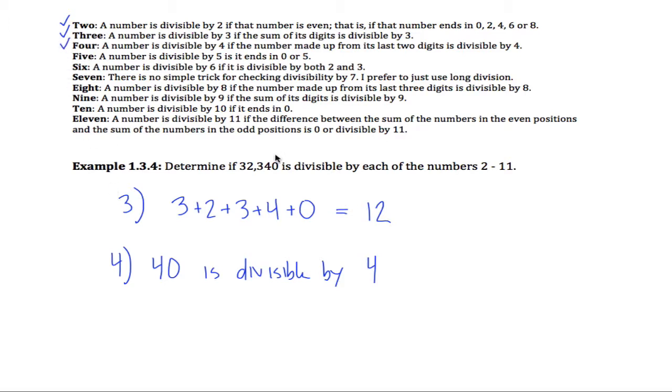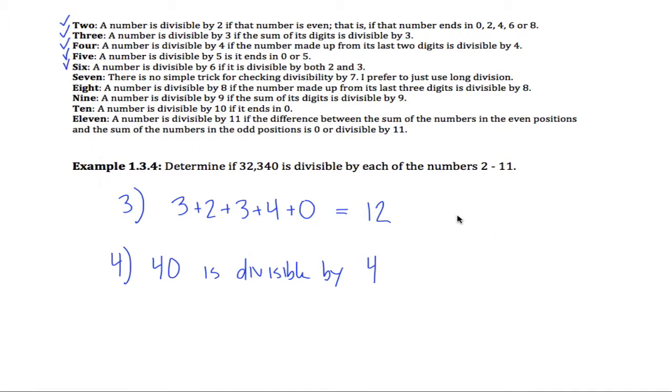5. A number is divisible by 5 if it ends in 0 or 5. This number ends in 0, so it is divisible by 5. 6. A number is divisible by 6 if it is divisible by both 2 and 3. We already figured out it was divisible by both 2 and 3, so it's divisible by 6.